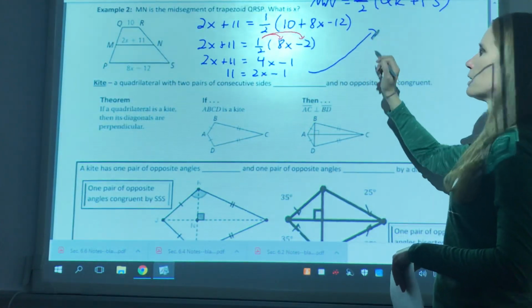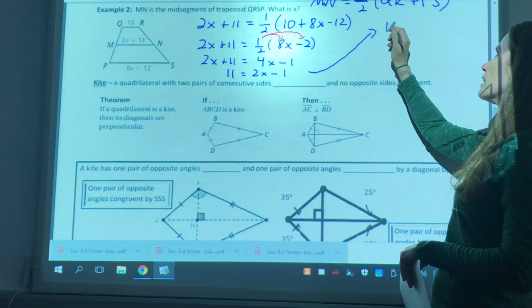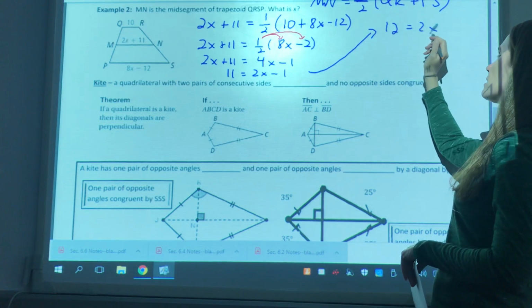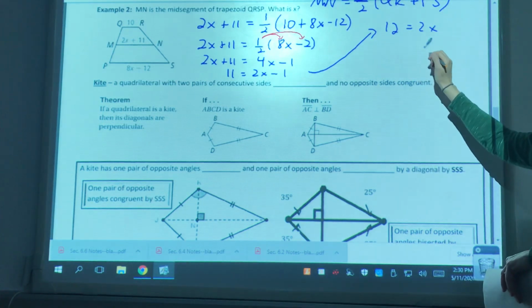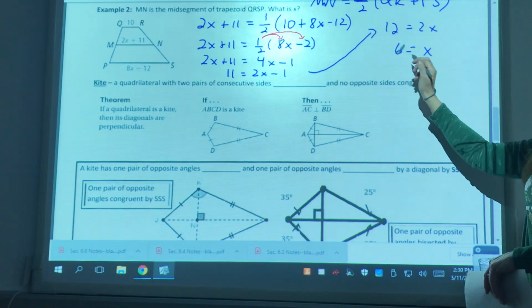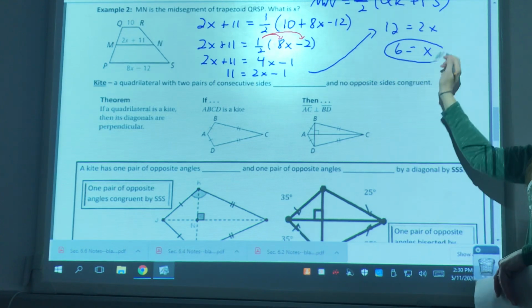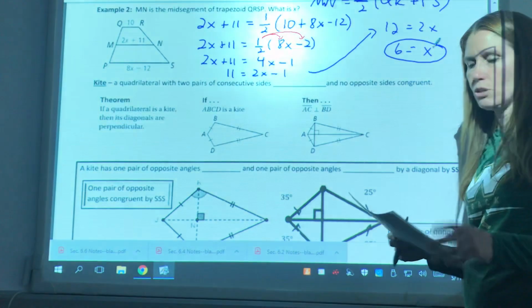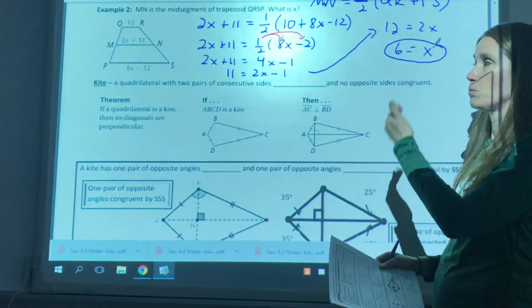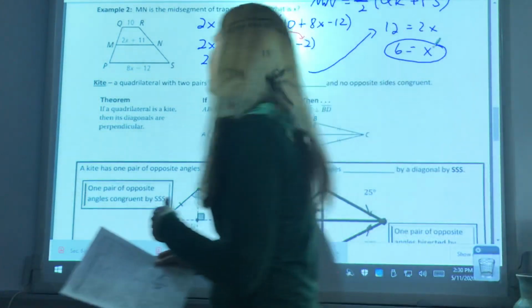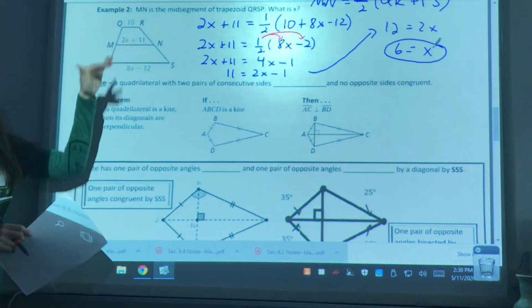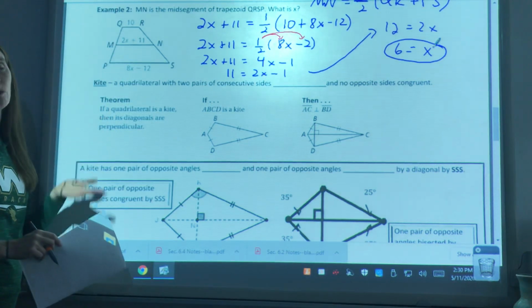I'm running out of room, so I'm going to come up here. If I add 1 to both sides, then I get 12 is equal to 2x. And then once I solve from there, I get x is equal to 6. Now, this particular question is just asking me what x is equal to. It didn't ask me what the actual lengths are, but sometimes they will ask you what these lengths are, and sometimes it's just good to go ahead and double check.